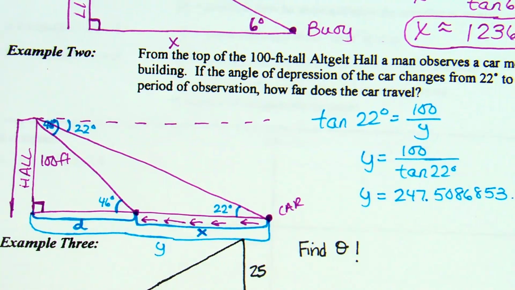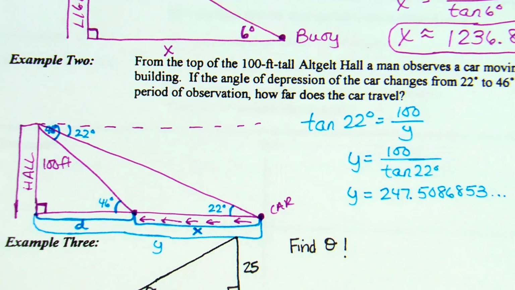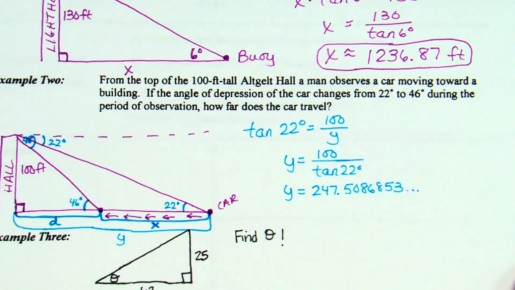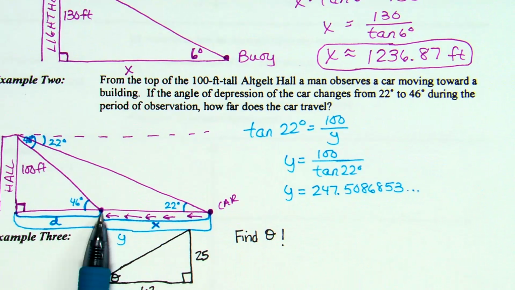Okay, what's the next thing I have to do? I found y. I now know the distance from where the car started all the way over to the hall. What else do I need to find? Or what else can I find? The distance from where the car ended to the hall. In other words, at this 46-degree angle. So that's going to mean what?